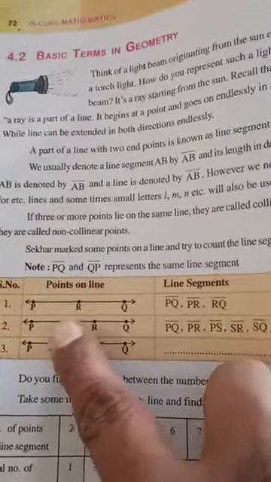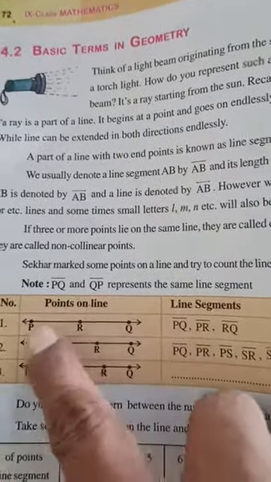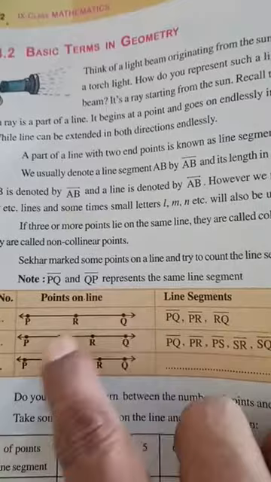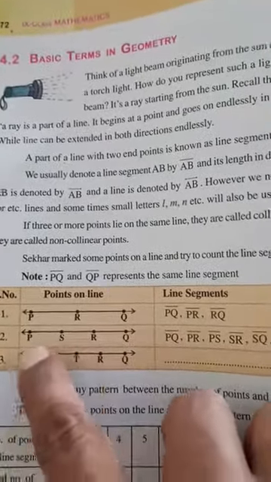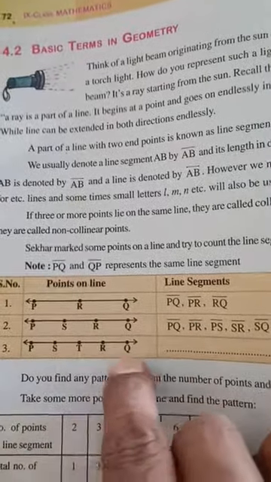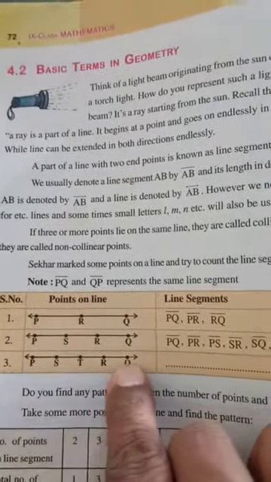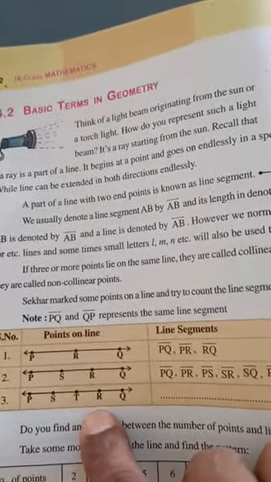See here P, R, Q. Here 3 points lie on the same line. These points are called collinear points. Here P, S, R, Q are collinear points. Why? Because these 4 points lie on the same line. Here P, S, T, R, Q, 5 points lie on the same line. So these are called collinear points.